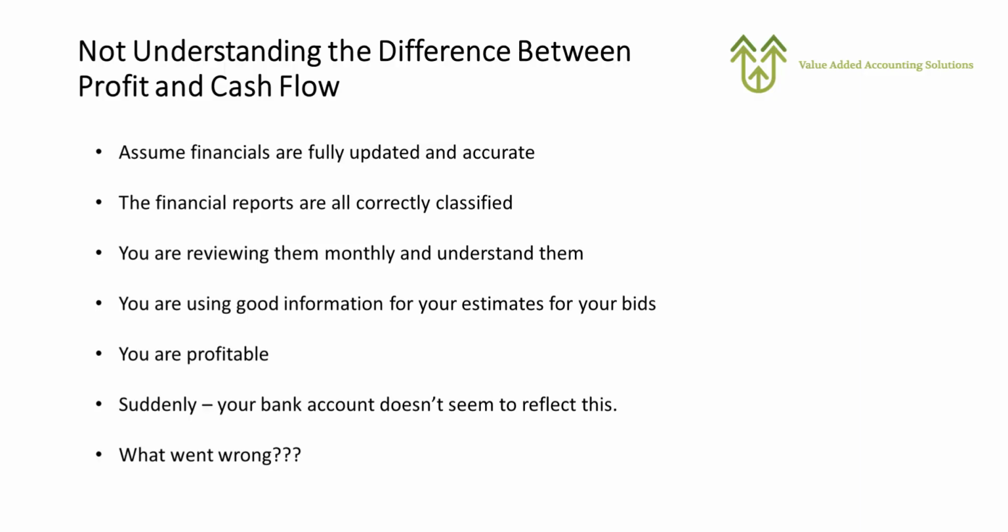Today, we will be talking about the difference between cash flow and profit and the risks of not understanding the difference. So, assume that the financials are fully updated and accurate. The financial reports are all correctly classified. You are reviewing them monthly and you understand them. You're using good information for your estimates for your bids. You are profitable. Suddenly, though, your bank account doesn't seem to reflect this.